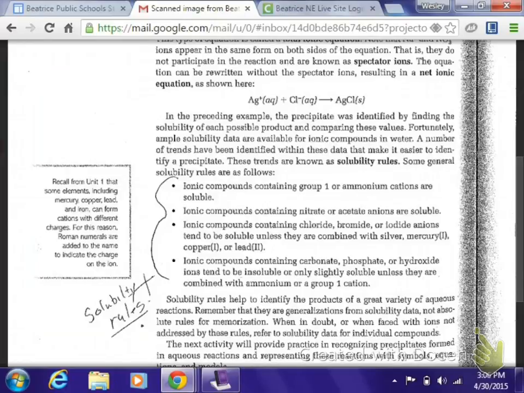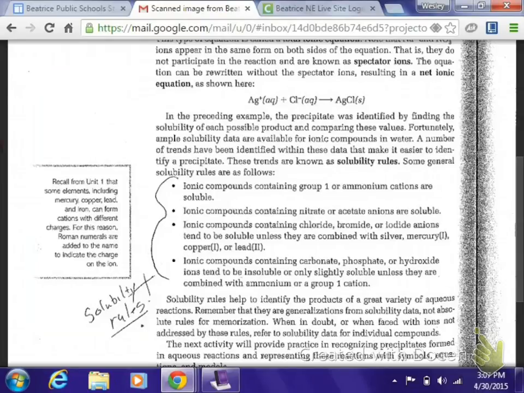The second bullet goes along with the first bullet and it says, if you have these two negative ions, they're always going to be soluble. If you have an NO3 and a CH3COO, they're always soluble. Any questions with that?